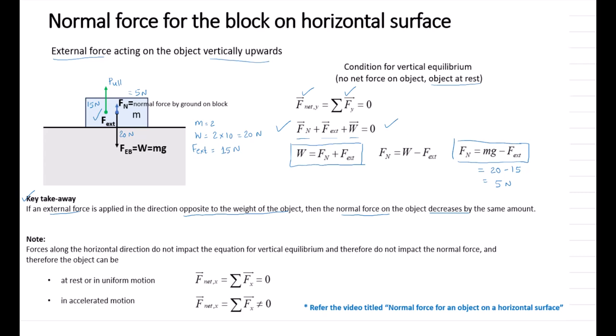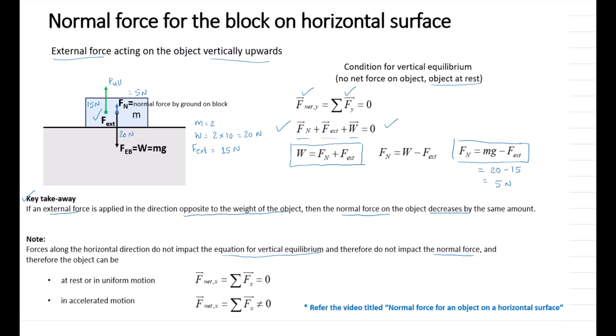Again, it is very important to highlight what's happening in the horizontal or x direction. It really doesn't matter. So what we are saying essentially is that the equation for the vertical equilibrium, and therefore the normal force, does not depend on what's happening in the x direction.